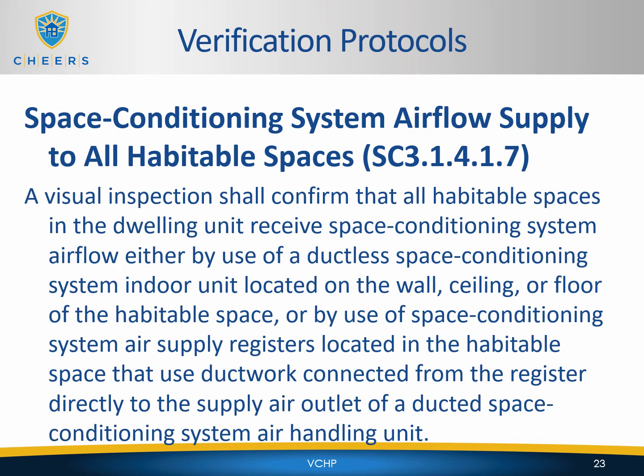Space conditioning system airflow supply to all habitable spaces. And this can be found in SC 3.1.4.1.7. A visual inspection shall confirm that all habitable spaces in the dwelling unit receive space conditioning system airflow either by use of a ductless space conditioning system indoor unit located on the wall, ceiling, or floor of the habitable space, or by use of space conditioning system air supply registers located in the habitable space that use ductwork connected from the register directly to the supply air outlet of a ducted space conditioning system air handling unit.